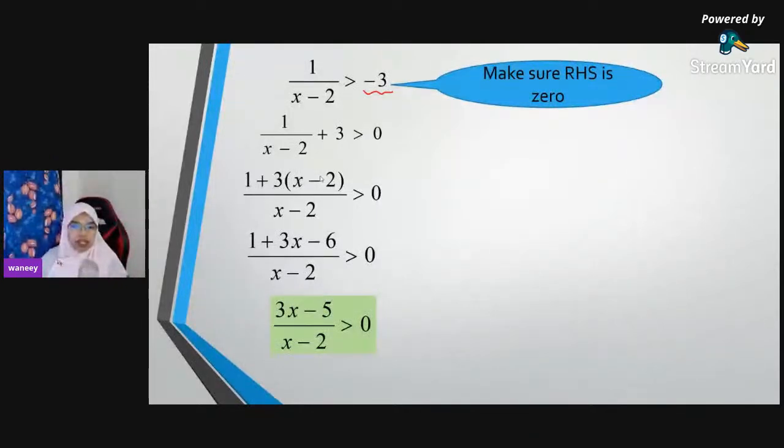So those are the steps to solve rational inequalities. Firstly, the right hand side should be 0. Bring everything to the left hand side. Make sure to change everything into a single fraction. After that, we are going to continue with the real number line. You can either solve them using the real number line or you can use a table of sign.